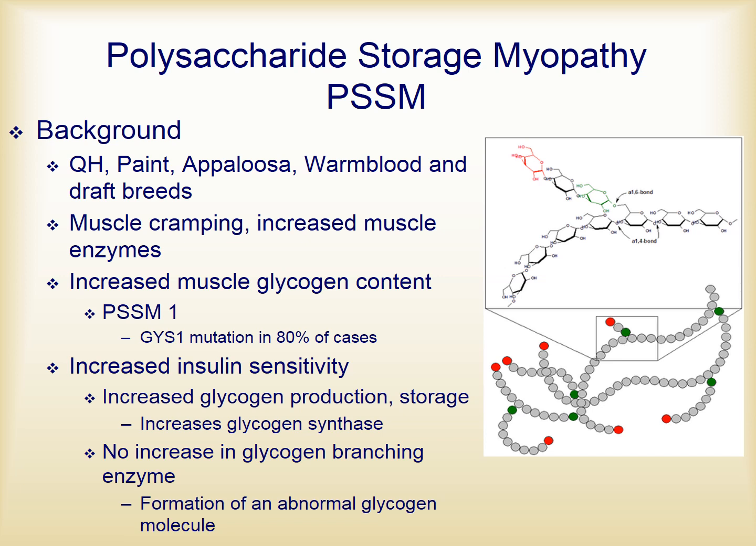Horses that have PSSM1 have an increased muscle glycogen content, and they have a glycogen synthase 1 mutation in about 80% of the cases. They have an increase in insulin sensitivity, increased glycogen production as well as storage, with increases in glycogen synthase. They don't have an increase in their glycogen branching enzyme though, and so they form an abnormal glycogen molecule, and they're unable to break apart all of the glycogen that they need. So they store the glycogen but they're unable to access it, and so they fatigue easily. In order to manage them nutritionally, we need to alter their ration to prevent this excess glycogen storage and to also provide them with an alternate energy source.